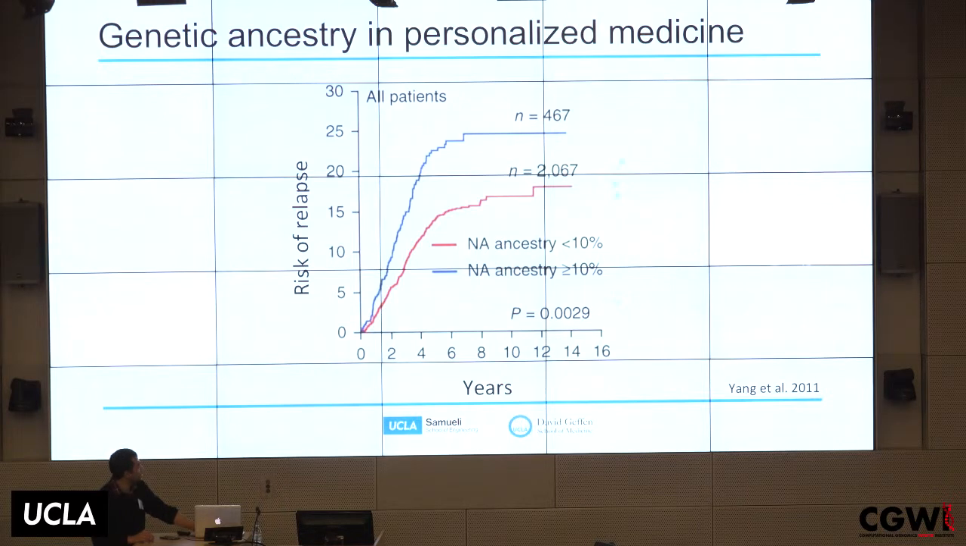Basically, it partitioned these individuals into people who have low amounts of Native American ancestry versus high amounts of Native American ancestry. And what it showed was high Native American ancestry was associated with increased relapse. So this was a setting where your genetic ancestry is a biomarker. It can be used to determine treatment decisions.